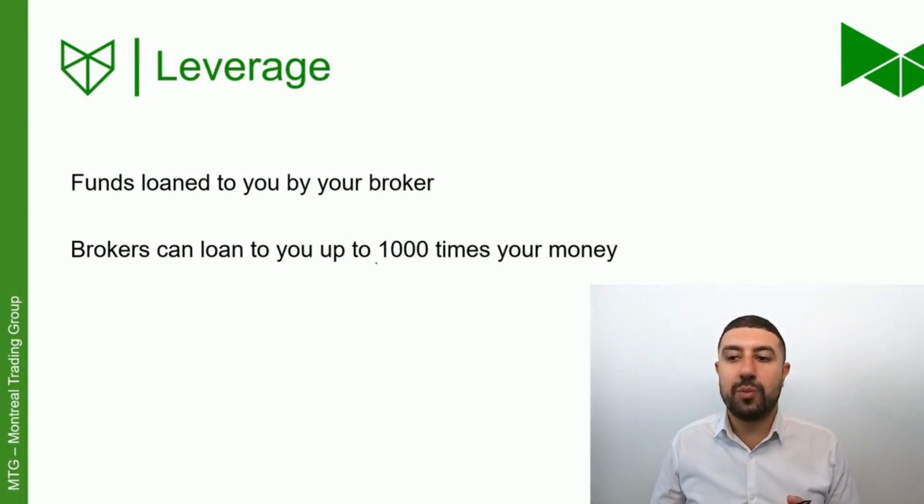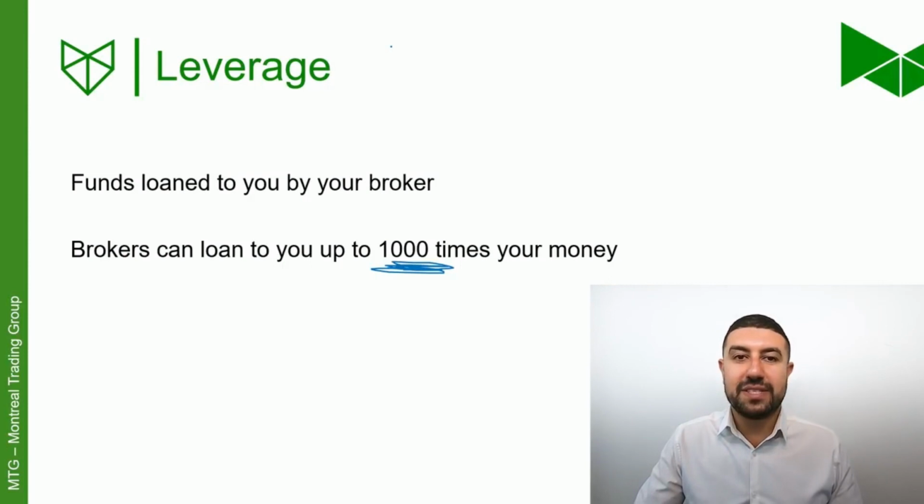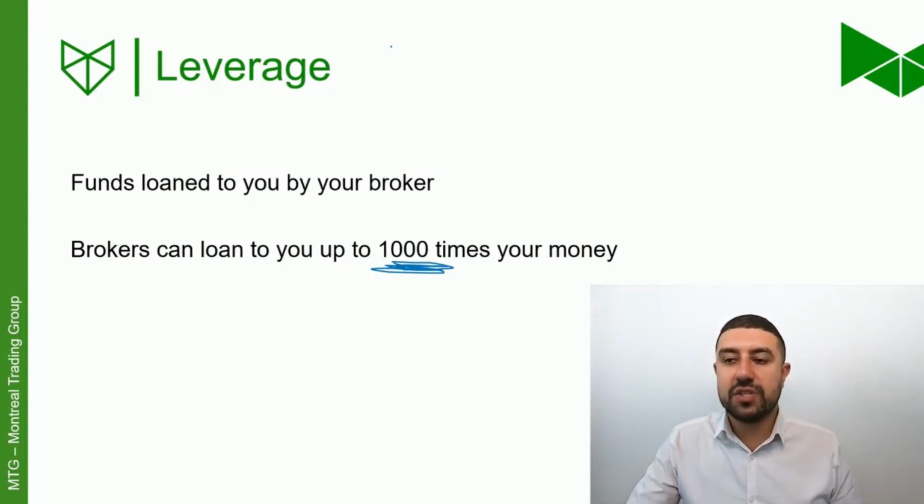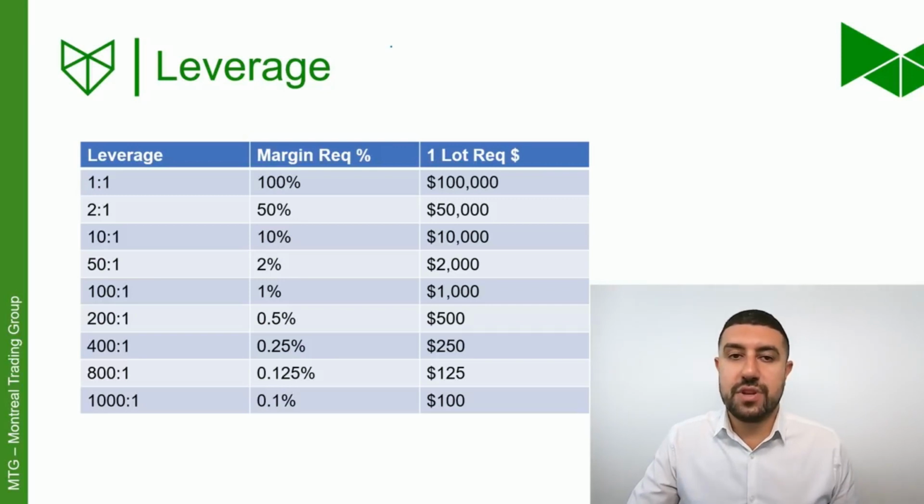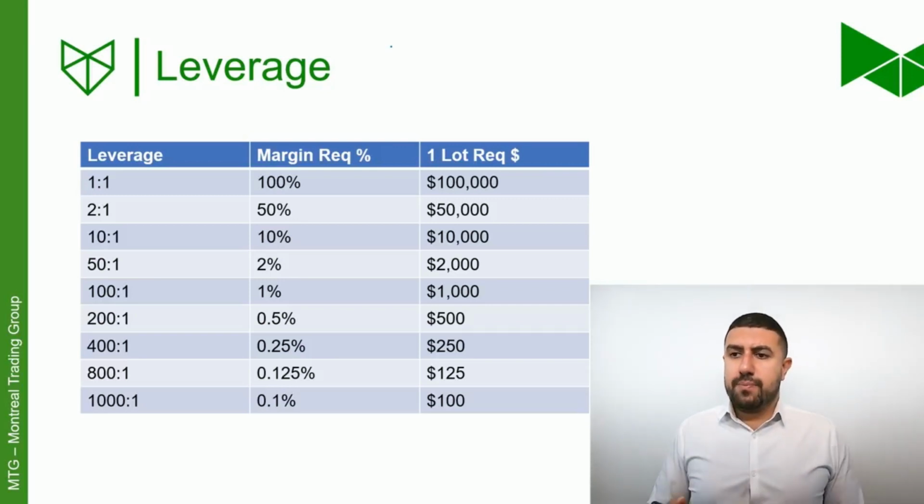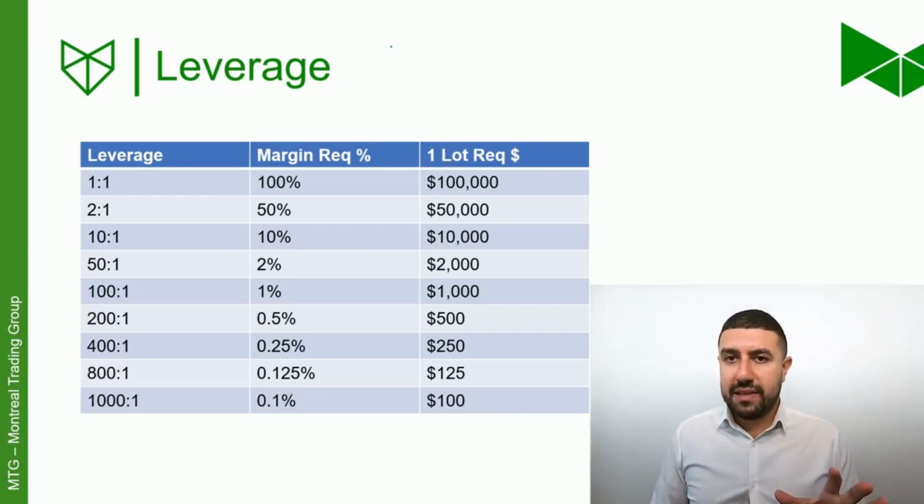They can loan you up to 1,000 times your money, which is crazy, right? You don't get that in stocks. You don't get that in other markets. It's just in the FX world that you have such high leverage. Now, it's not because you have access to 1,000 times your money that you should get that. Different brokers are going to give you different types of leverage, but we'll talk about more of that later.